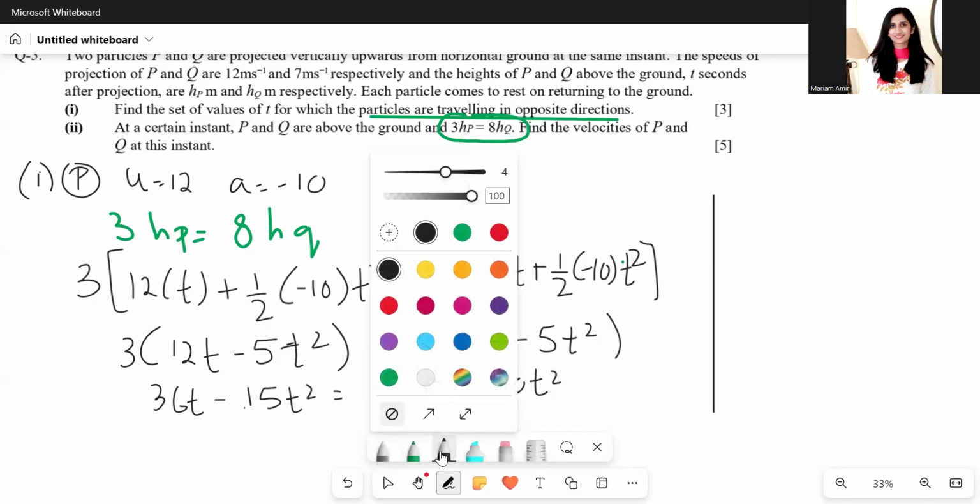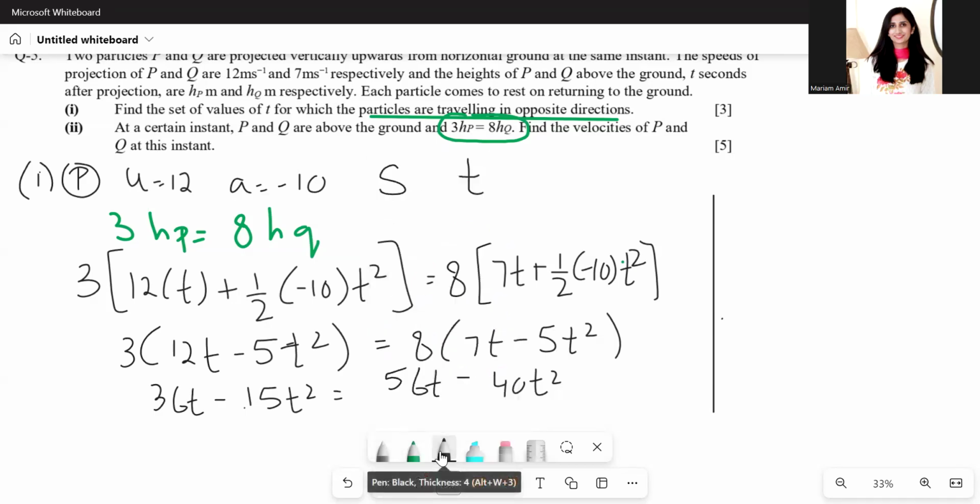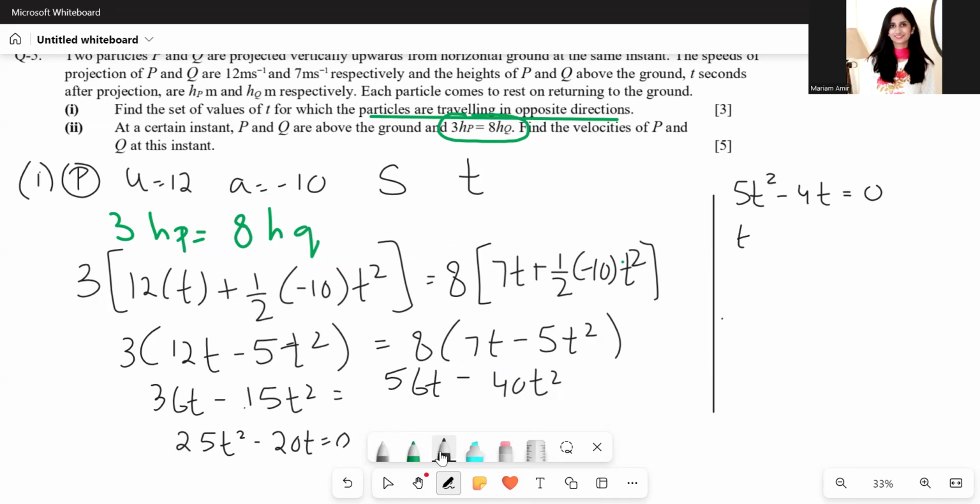All right, so this simplifies to 25t squared - 20t = 0. Then you can divide by 5 on both sides: 5t squared - 4t = 0. Take t common: t(5t - 4) = 0. We get t = 0 and t = 4/5, which is 0.8. So at 0.8 seconds, this equation holds true.